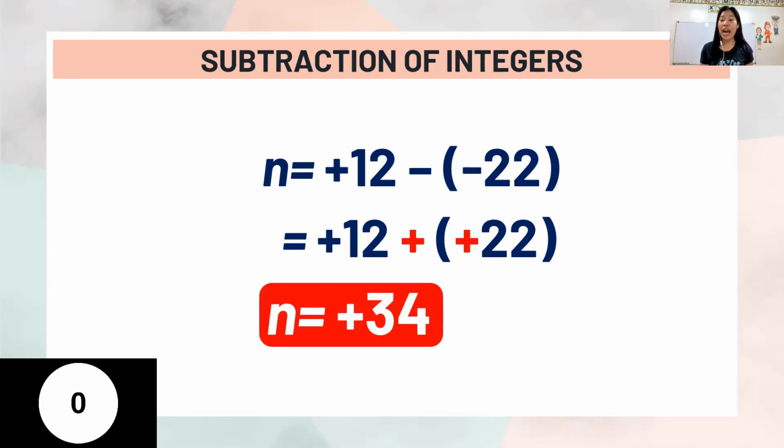We added them because both addends are positive sign numbers. And in applying the rule in adding integers, if the numbers are of the same signs, we will just simply add them. And positive plus positive is equal to positive. That is why our answer is a positive sign number. Positive 34. Very good for doing an amazing job.